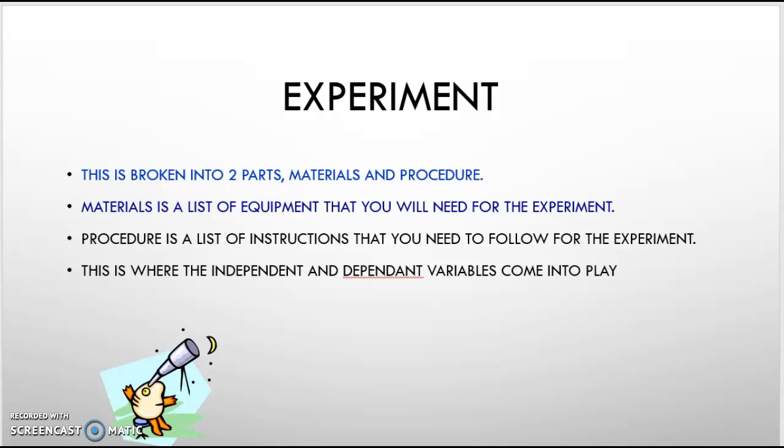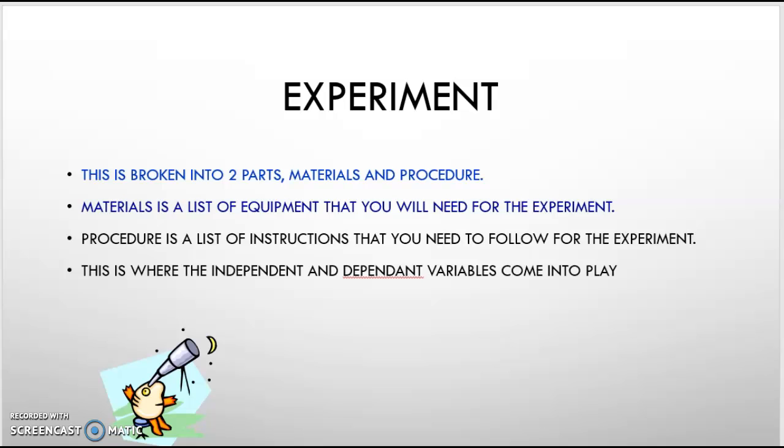So the 4th step of the scientific method is to take all of the other steps, all of that together. So the problem and research question, all of our background information and hypothesis. Now this is the fun part. We actually get to experiment. We actually get to use all of our background information and our thinking, our good thoughts, to perform an experiment. An experiment is broken into 2 parts. We've got materials and we have the procedure.